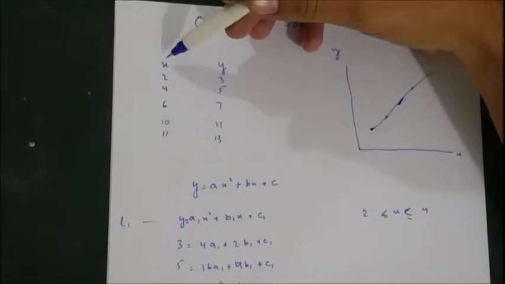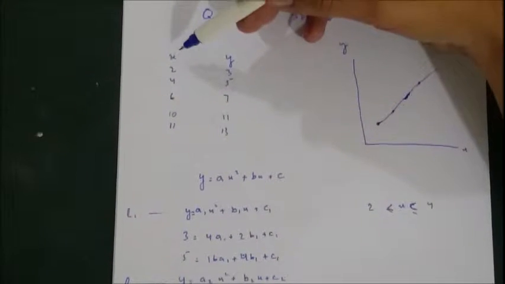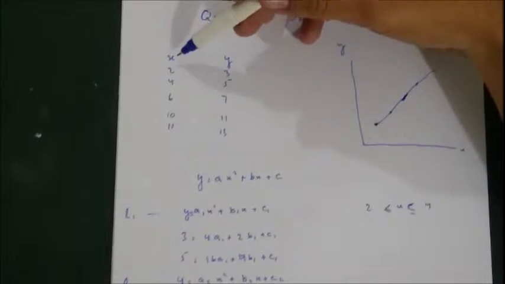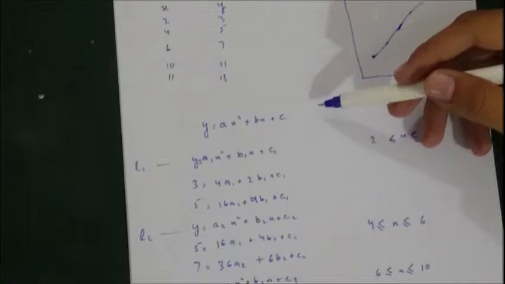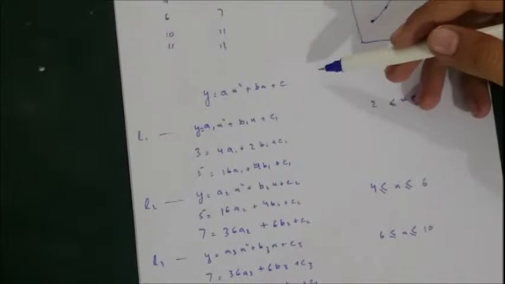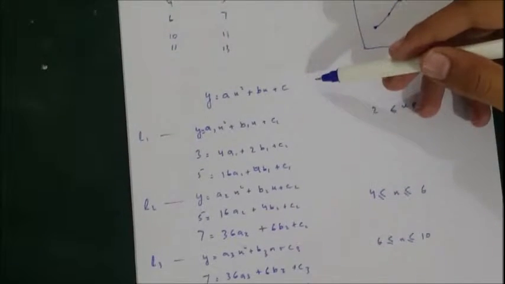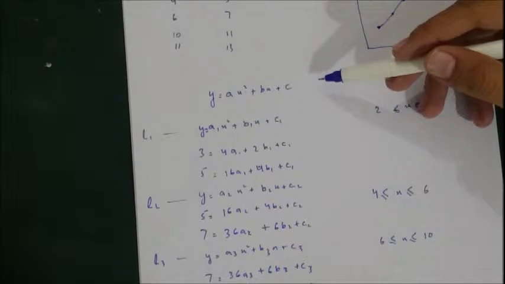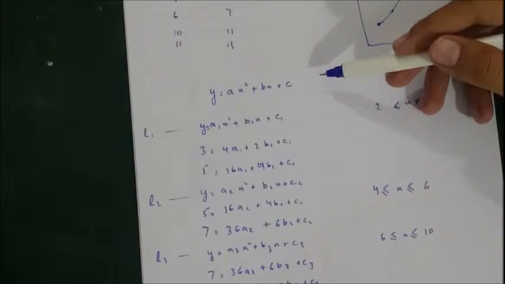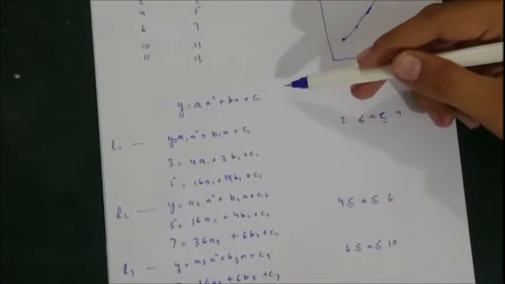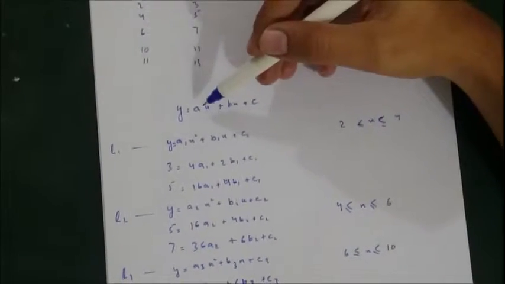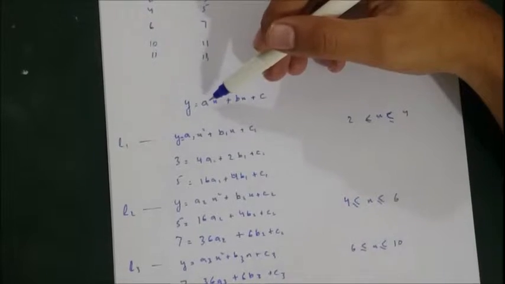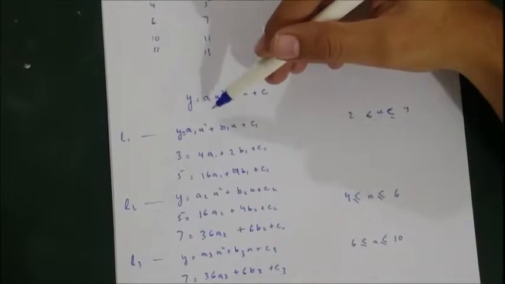Considering an example in which the x values and y values are given as a table below. The general equation of a quadratic spline is y is equal to ax square plus bx plus c. The only factor that differentiates each spline from one another are these constants a, b, and c. If we change the constants, then every spline is different from the other.